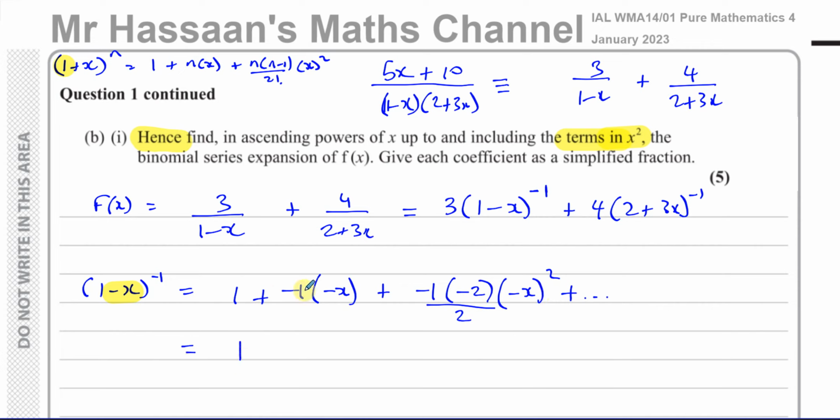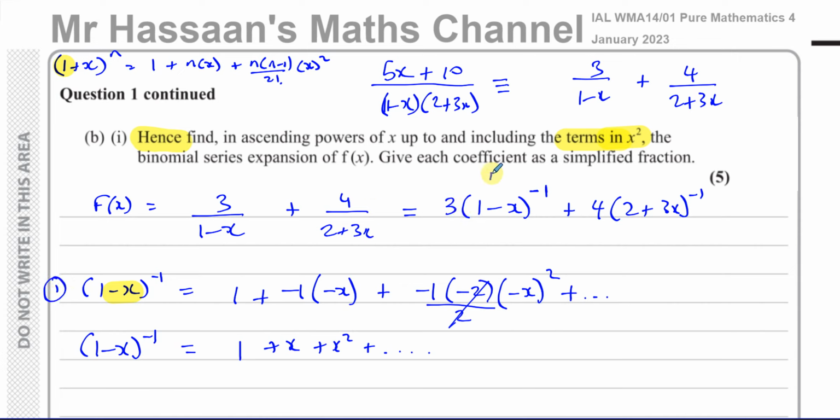All right, so this is going to give us 1. Now this is going to be plus, and when you multiply these two, you're going to be positive, so it's going to be plus x. Here you have minus times minus is plus, the 2's cancel out. Minus x, when you square it, gives you positive, so it will be plus x squared, and that's as far as we need to go. Okay, so that's this part here. That is 1 minus x to the power of minus 1, which I'm going to put back in here. So I have to remember, I'm going to multiply it by 3 as well. All right, so that's the first step.